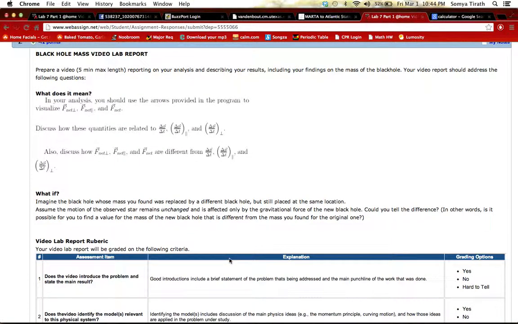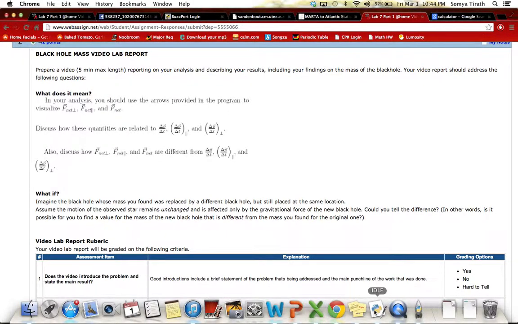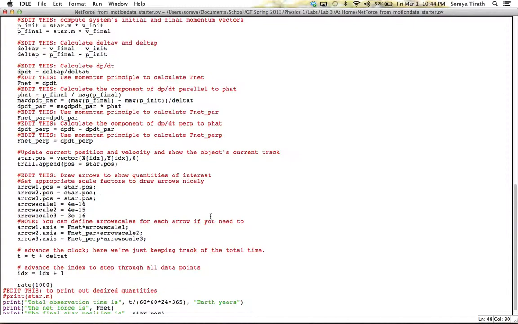Okay, so there are two different components of Fnet. There's Fnet parallel and Fnet perpendicular that sum to give Fnet. Fnet parallel is equal to the magnitude of P final minus the magnitude of P initial, divided by delta T, all times P hat, which is the unit vector of the momentum. To calculate Fnet perpendicular, it was known that Fnet minus Fnet parallel would give you Fnet perpendicular.